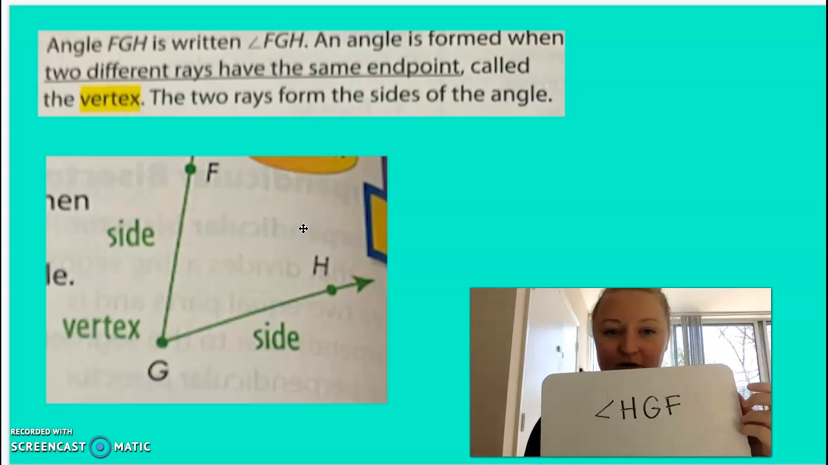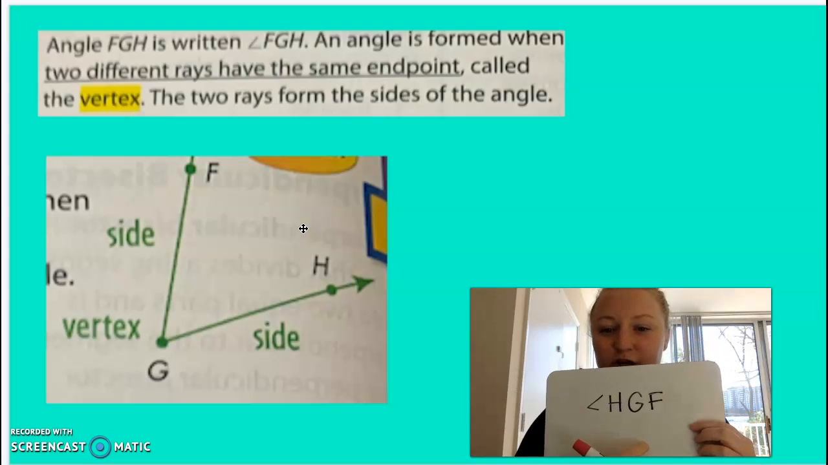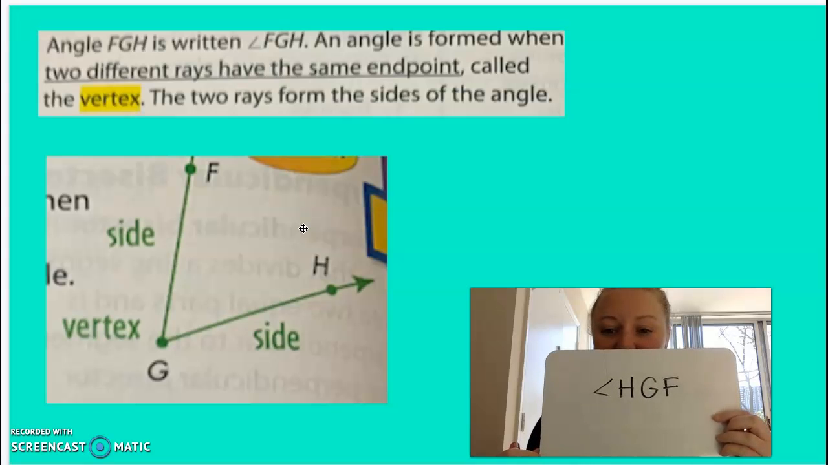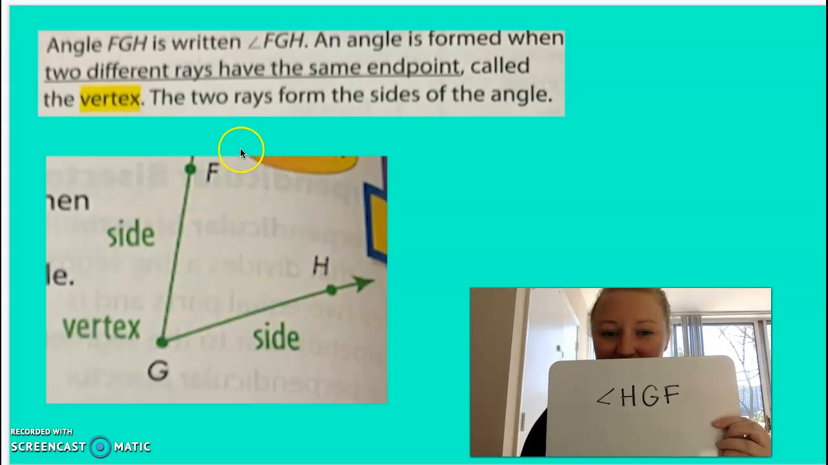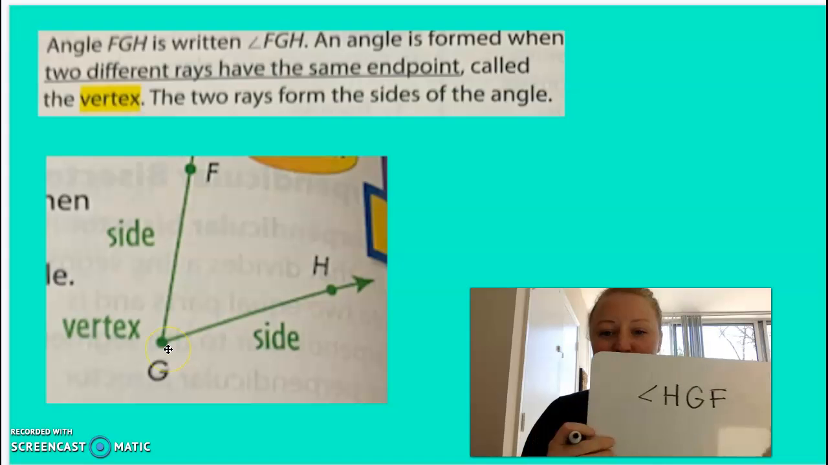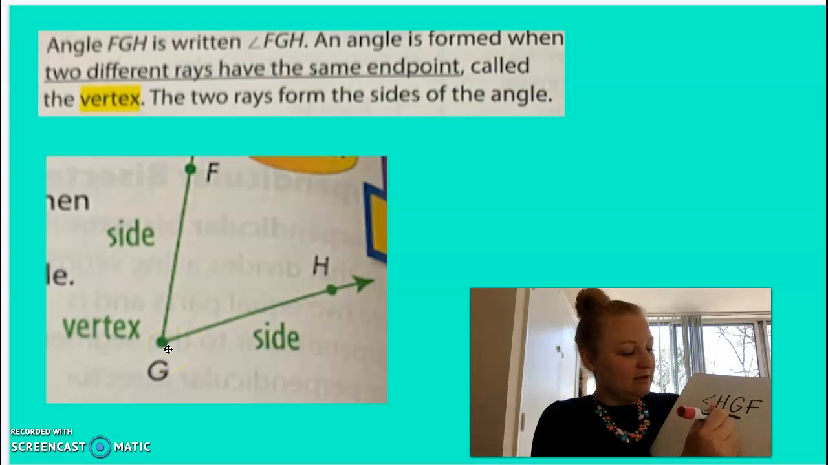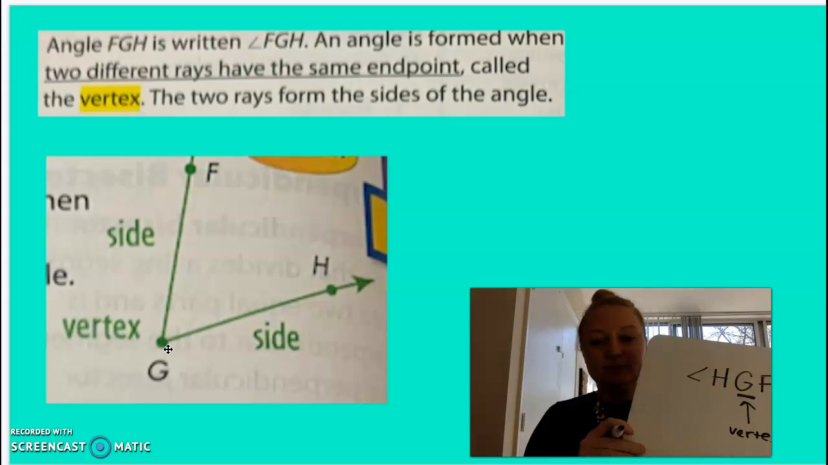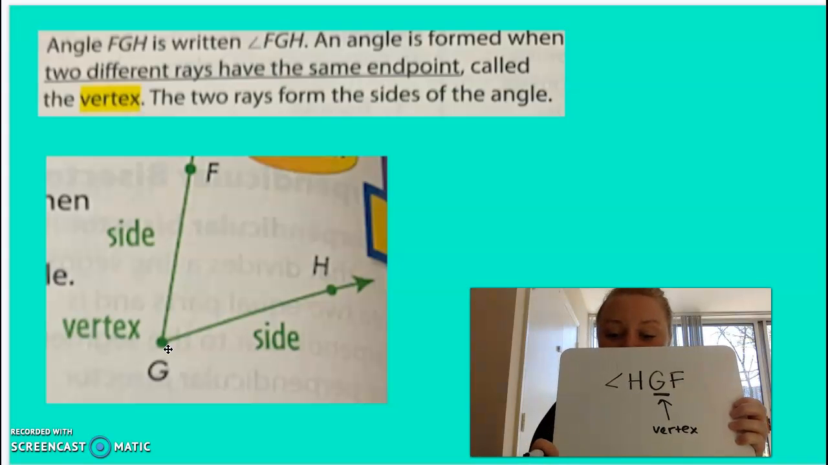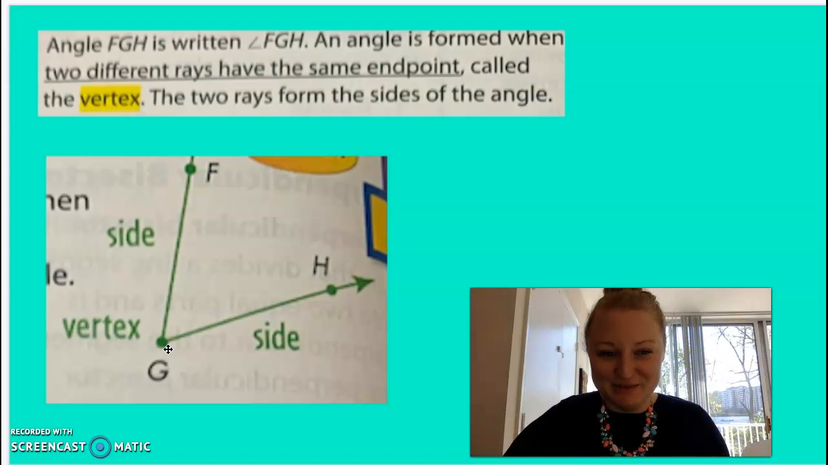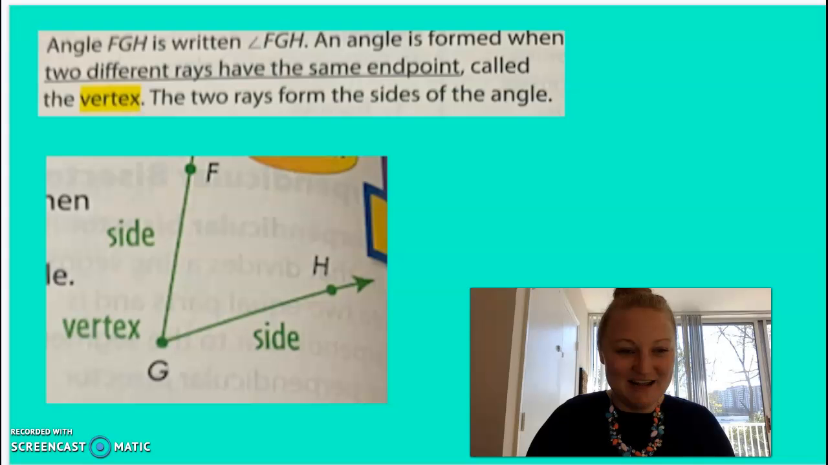And we name an angle just by drawing a little picture of an angle in front, and then we say a point, the vertex, and another point. So notice that no matter what, the vertex or the endpoint is always in the middle. And don't worry, we're going to practice writing some of these today.